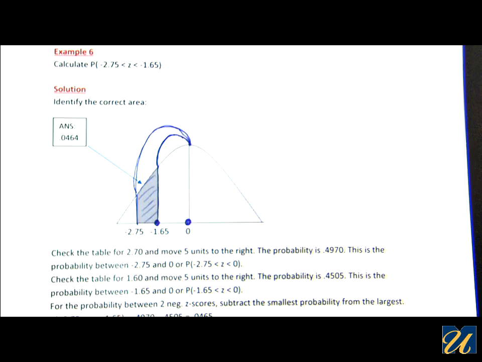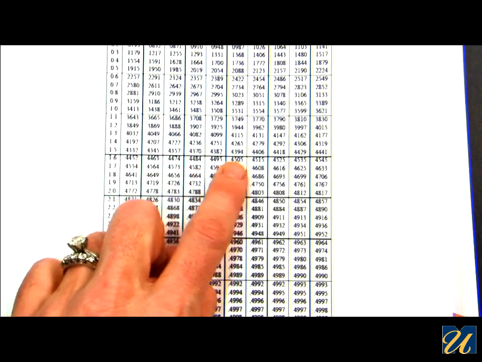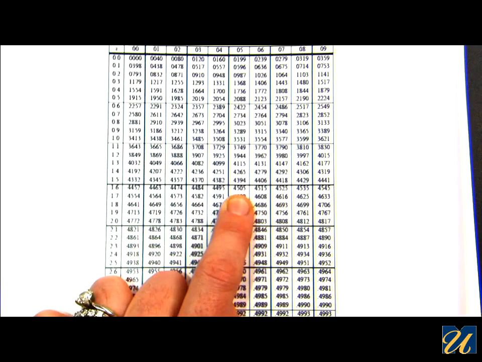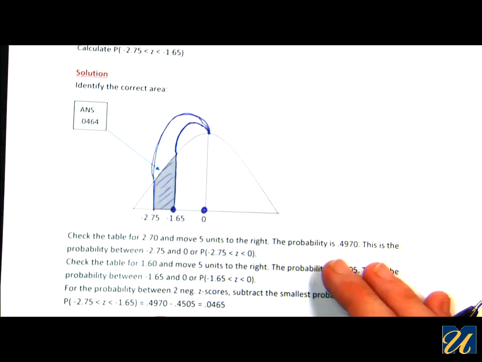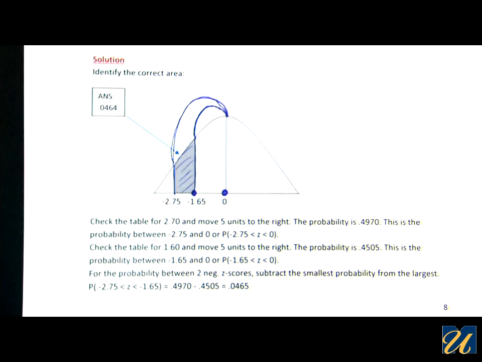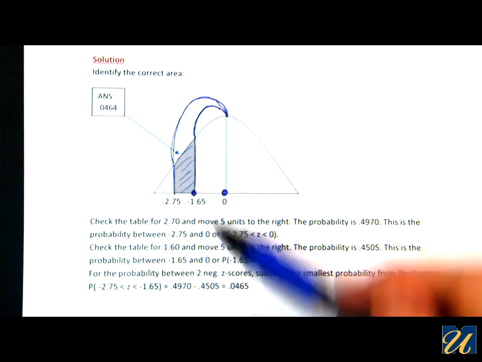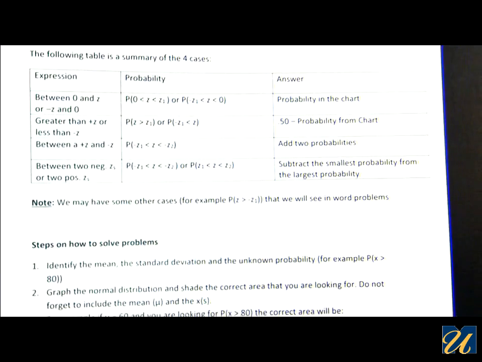All right, so for 1.65, we get 0.4505, and for 2.75, we get 0.4970. And therefore, we will need to subtract in order to get the area that we are looking for. So keep in mind, whenever you are looking for an area between two negative z-scores or two positive z-scores, and the mean is outside, you know that you will be subtracting the probabilities from your table.